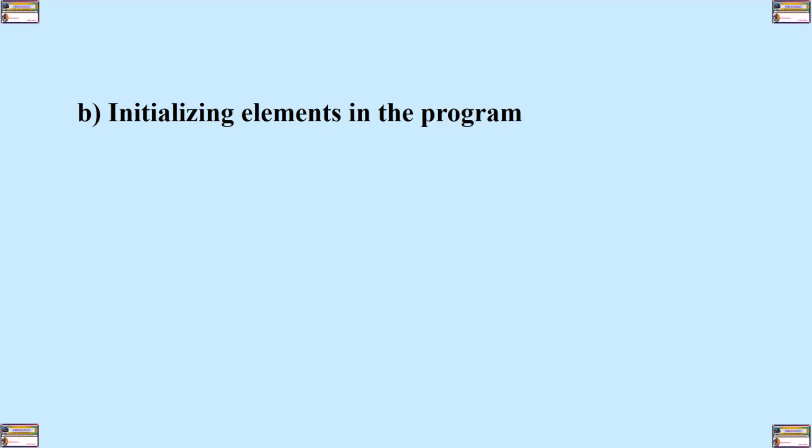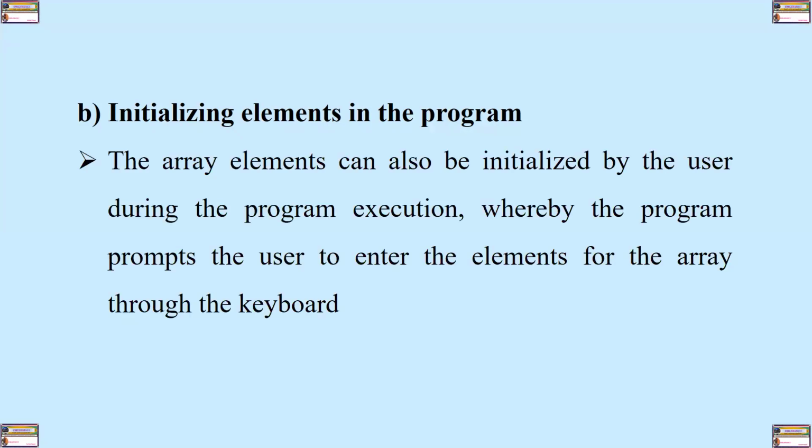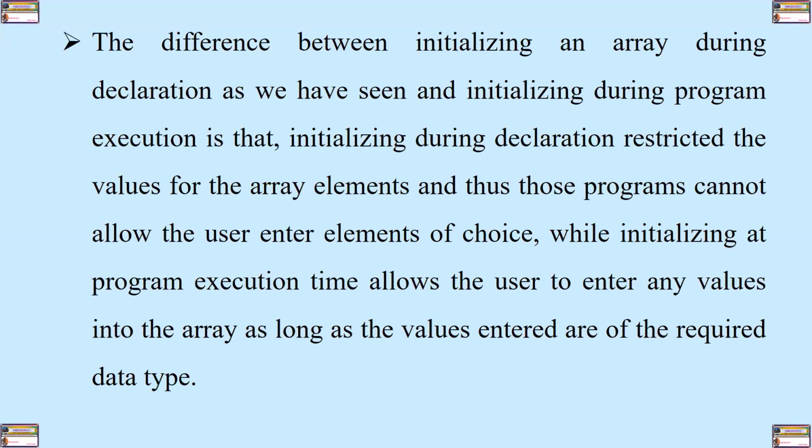Let us now see how you can initialize elements in the program instead of initializing them within the code. The array elements can also be initialized by the user during program execution, whereby the program prompts the user to enter elements for the array through the keyboard. The difference between initializing an array during declaration, as we have seen, and initializing during program execution is that initializing during declaration restricted the values for the array elements, and those programs could not allow the user to enter their own elements.